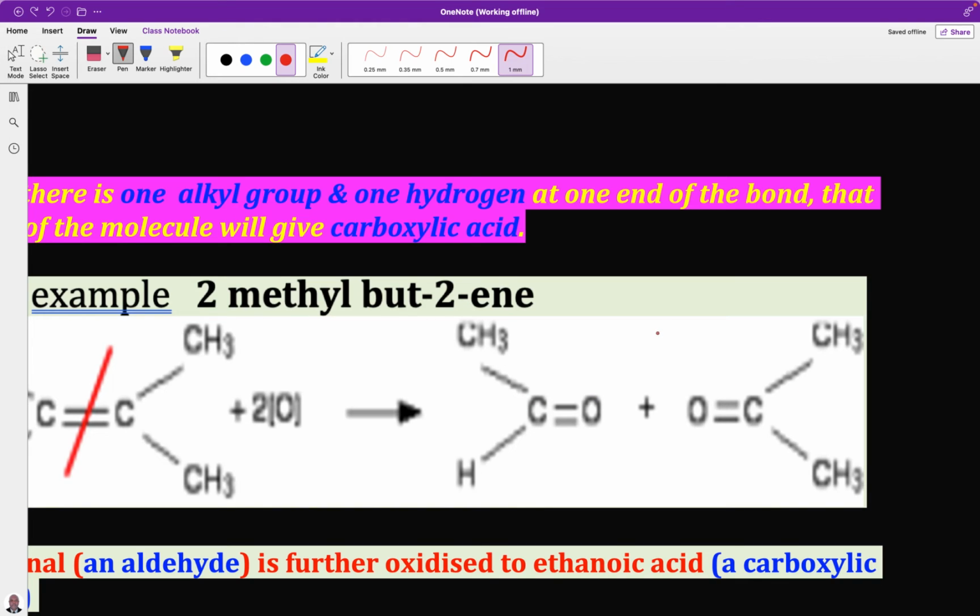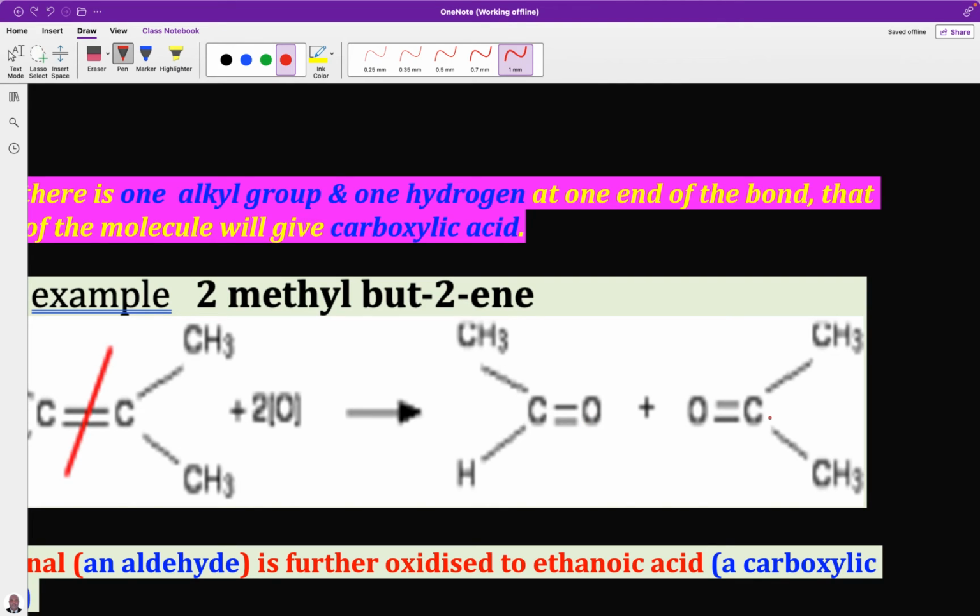Remember, this is an oxidizing agent. An aldehyde can be further oxidized. When this aldehyde is further oxidized, it will go to the corresponding carboxylic acid. In this case, the product here is ethanal. This ethanal, in the presence of a good oxidizing agent, which is this acidified potassium manganate(VII) solution, is oxidized again to ethanoic acid.